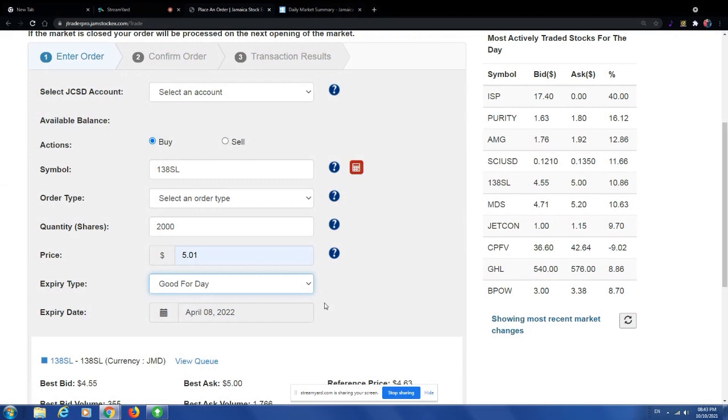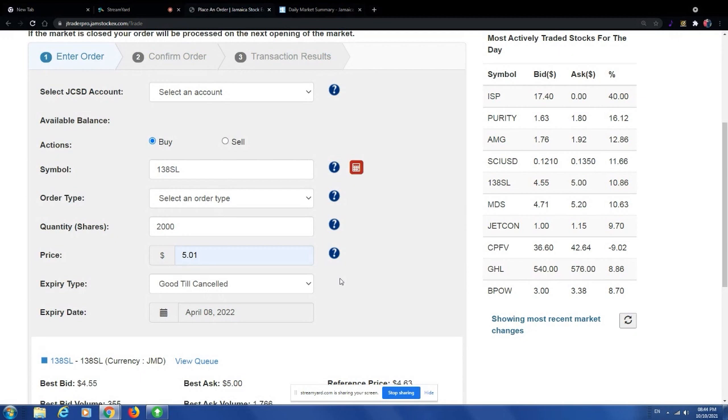Good till date basically means that if the order isn't filled by that particular time frame, or filled in its entirety, it gets cancelled. And good till cancelled just means Kingdom Come could be coming tomorrow and the order will still be there. It will be cancelled or removed only when it's been filled. So that's what good till cancelled means.